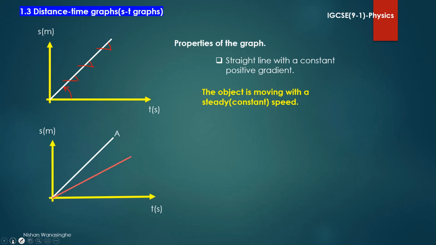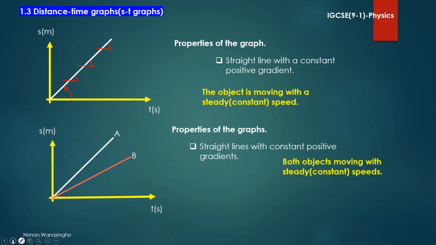Right. Now we are comparing two objects, A and B. You can see graph A and graph B are both straight lines. Properties of the graph: straight lines with constant positive gradients. Both objects are moving with steady speeds. A straight line on the ST graph always means the object is moving with constant, or what we call steady, speed.